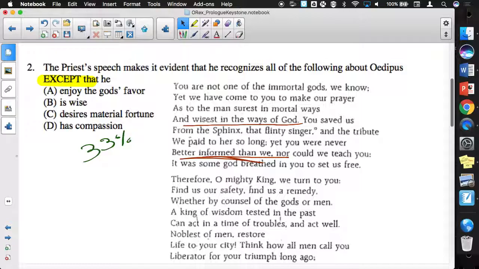Well, they're coming to him, and they are certainly hoping that he is going to be compassionate, which, yeah, one of the main things they're doing is asking for help, so they expect that he's compassionate. You have a lot of favor, you know more than other people, so you are wise. So we've knocked out, we know it's not this one, we know it is not compassion. It's between, does he desire material fortune, or does he enjoy the god's favor?